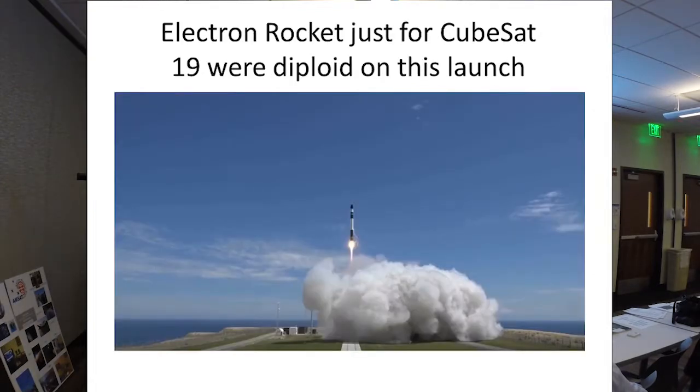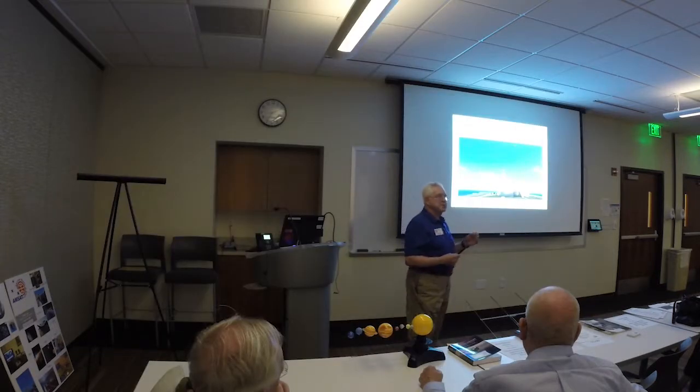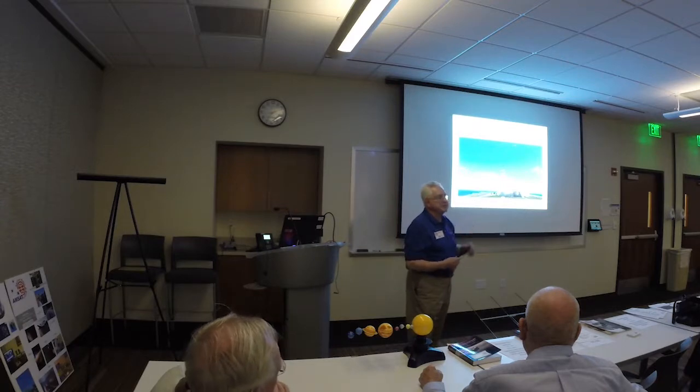This is an Electron rocket. This is out of India. The Electron rocket is designed specifically to launch up to about the size of a standard two-door refrigerator. On this particular launch, there were 19 CubeSats deployed in low Earth orbits. Low Earth orbit is between 240 and 270 miles above the Earth.